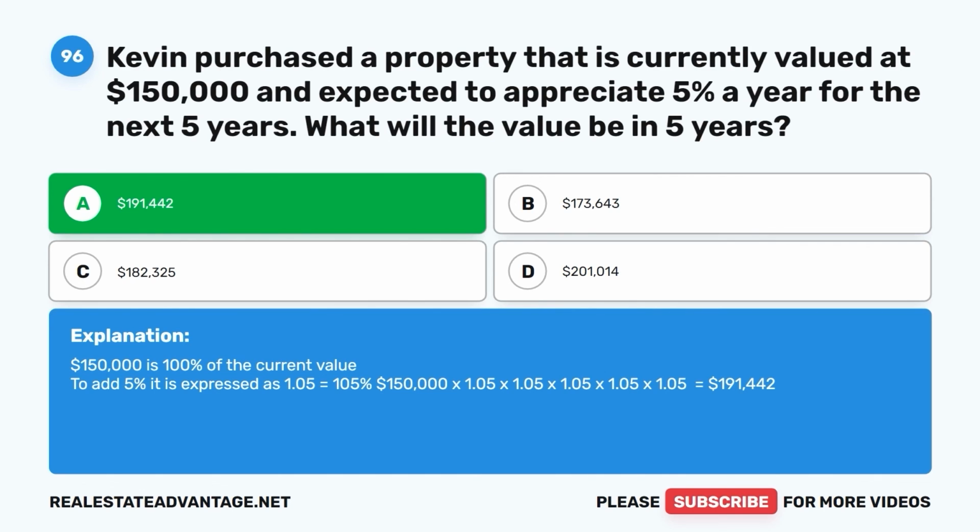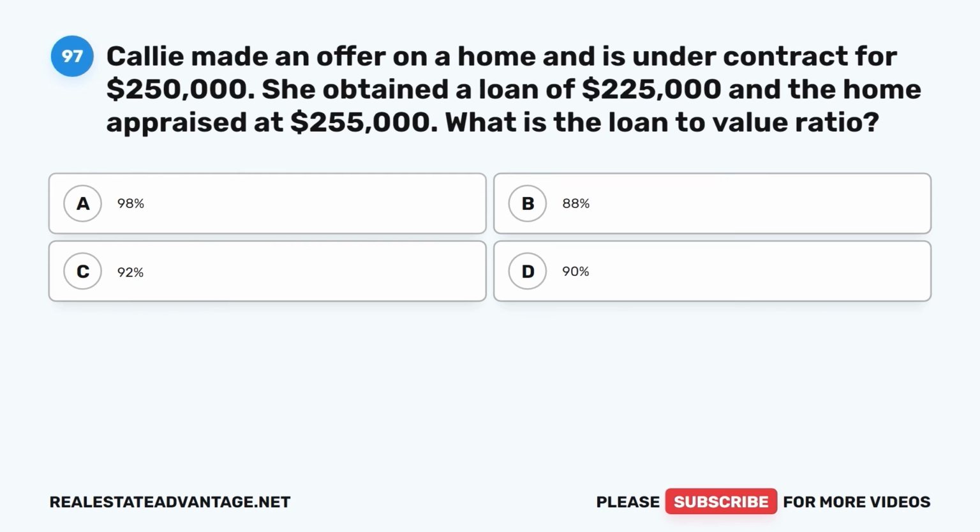$150,000 is 100% of the current value. To add 5%, it is expressed as 1.05, which equals 105%. $150,000 times 1.05 times 1.05 times 1.05 times 1.05 times 1.05 equals $191,442.